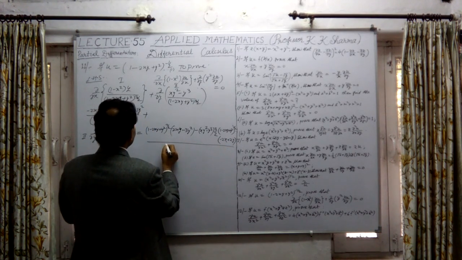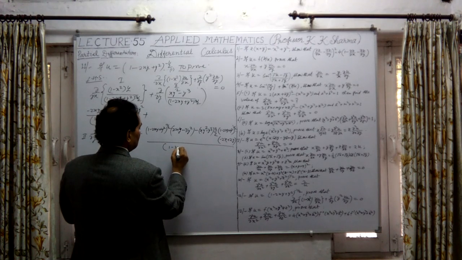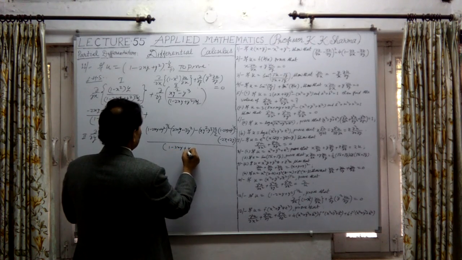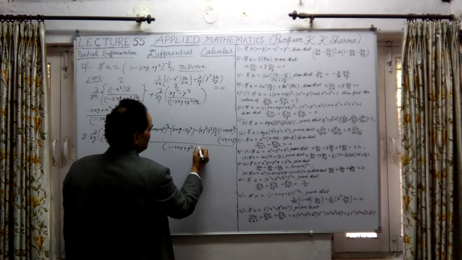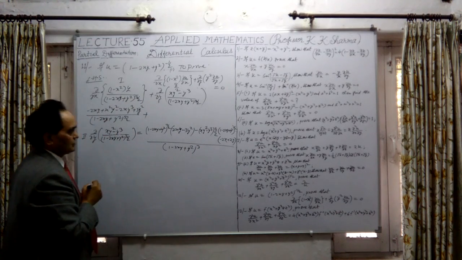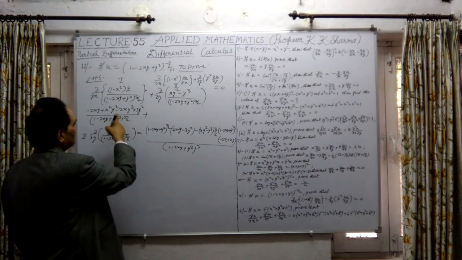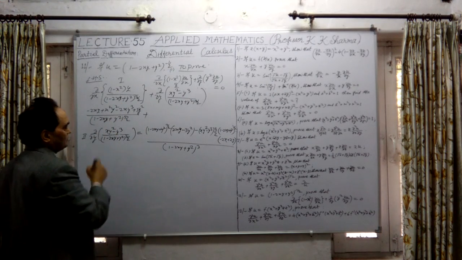again this is (1 minus twice xy plus y square) whole power 3 by 2. So this is 3 by 2 into the square, that is 3 over 2. This is what we are doing. This is part 1 we are solving.